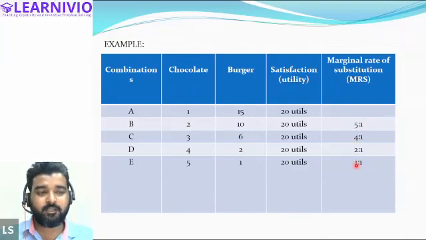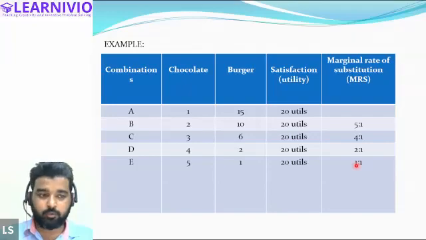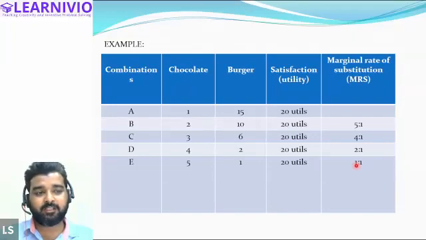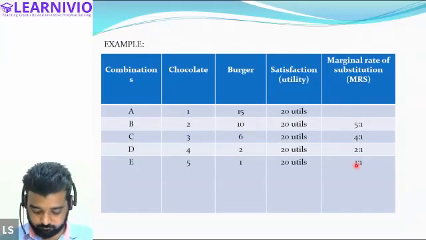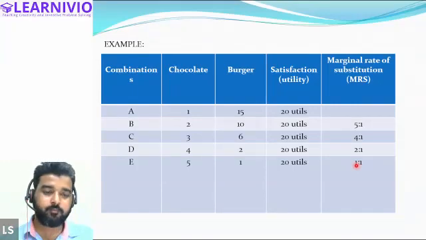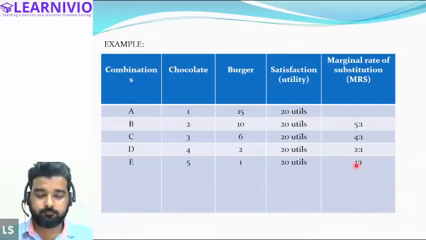Is it clear? So basically marginal rate of substitution always decreases. You have to remember this for the time being. I'll explain why marginal rate of substitution decreases. Yes, Mazen. Sir, like in the last combination, that is 5-1. So if he sacrifices 1, he'll have 0 burger, right?